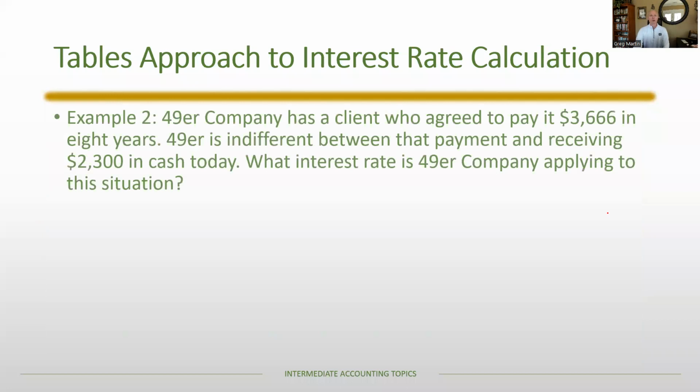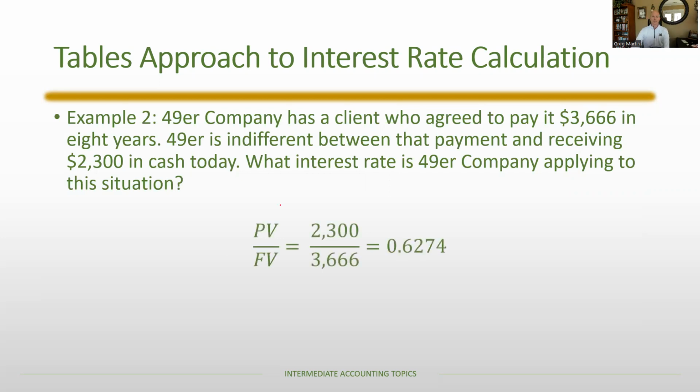Another example that we can try on your own. So go ahead and try this. A company has a client who agreed to pay $3,666 in 8 years. They're indifferent between that payment or receiving $2,300 today. So what is the interest rate? In other words, what makes those two amounts equivalent in the mind of the company? And so again, you can pause it here and figure it out, but the key is understanding that ratio, using that ratio to get to a factor, finding that factor on the table. So that's the process. So pause it here, and then we'll pick it up.